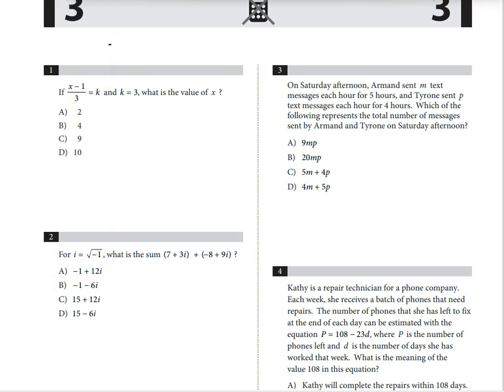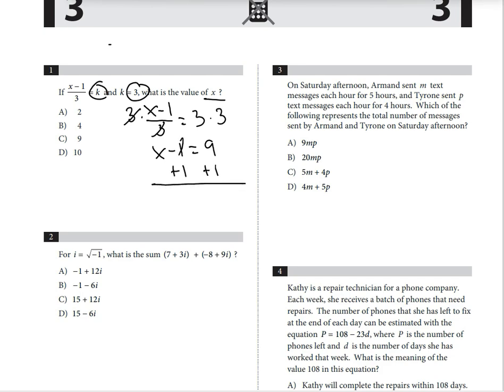For number one, we've got: if x minus 1 over 3 equals k and k equals 3, what's the value of x? We know k is equal to 3, so we're going to do some substitution, put that 3 in for k, and then solve for x, because that's what it's asking us to do. We want to find the value of x. Let's undo this division. Times 3, times 3, 3's cancel out. I get x minus 1 equals 9. Add the 1, 1's cancel out, and I get x equals 10.